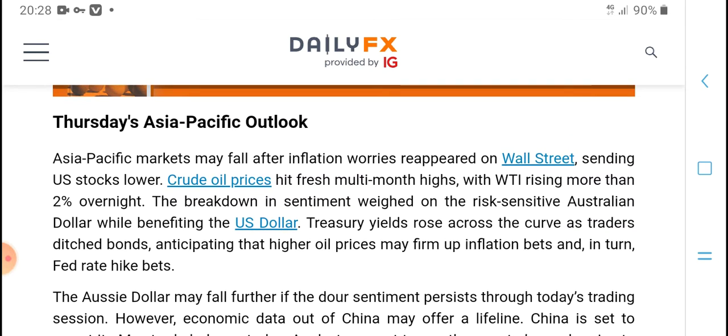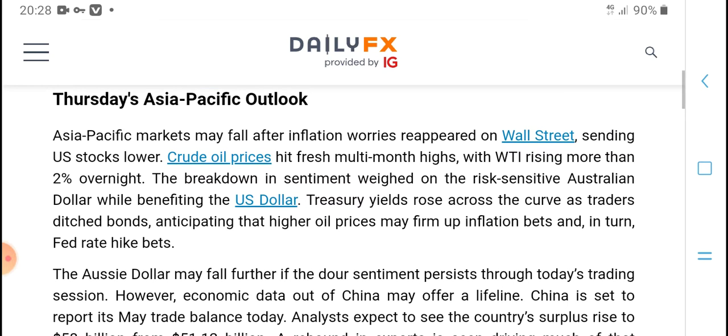that high oil price, inflation beta and the interim Fed rate hit the beta, the outstretched dollar may fail further, and the estimate is a target today.